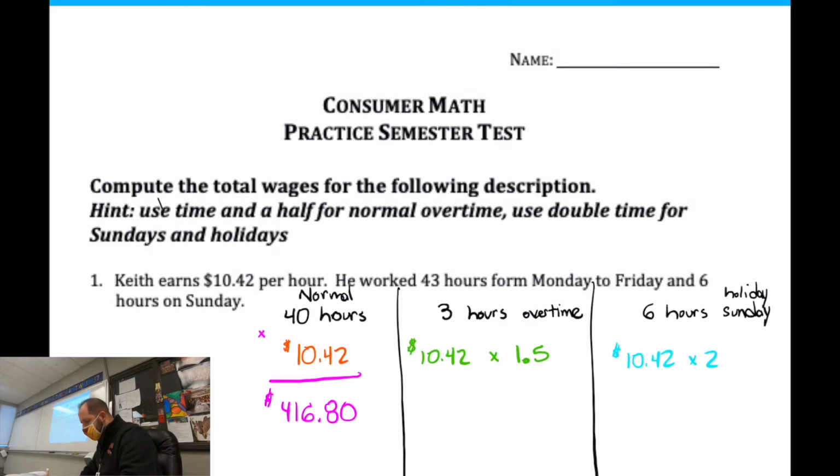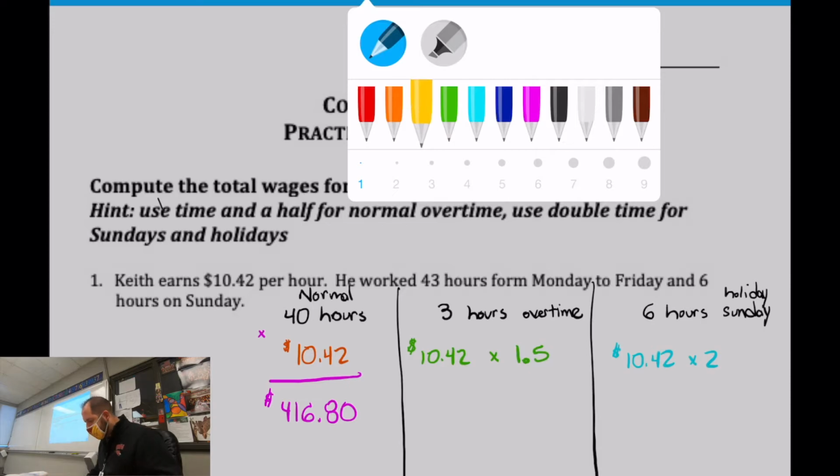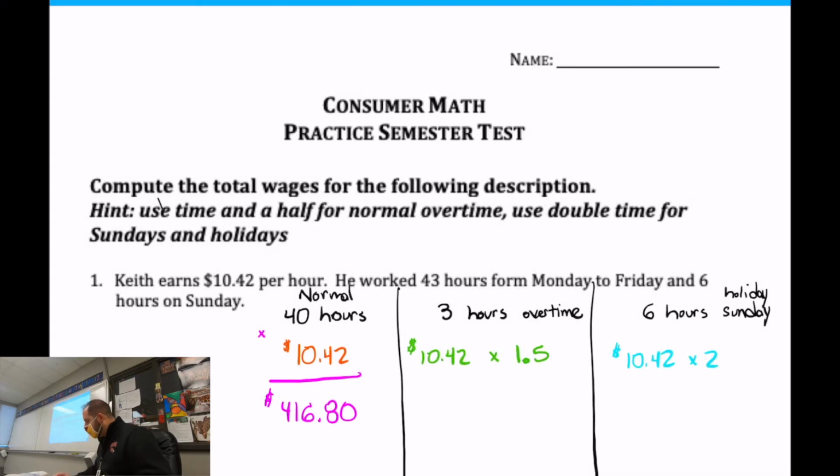All right, so let's do the middle column. Let's do this overtime. The 10.42 times 1.5, and then whatever that price is, what is that number? 15.63. So Keith is making $15 an hour, almost $16 an hour for this extra overtime, and you have to multiply that by 3 because he worked 3 hours at $15 an hour. So, times 3, what are we getting? $46.89. So we got an extra $46 just for 3 hours of work. That ain't bad. Ain't bad at all.